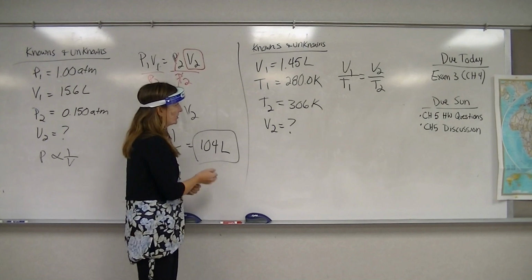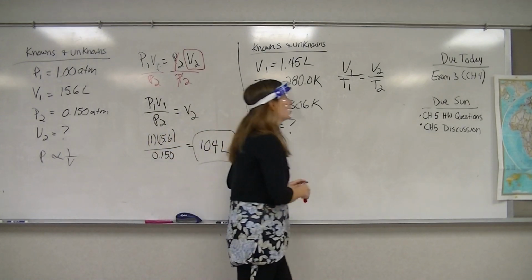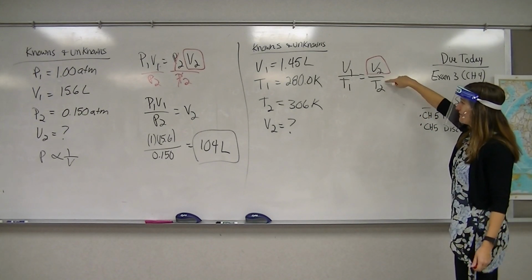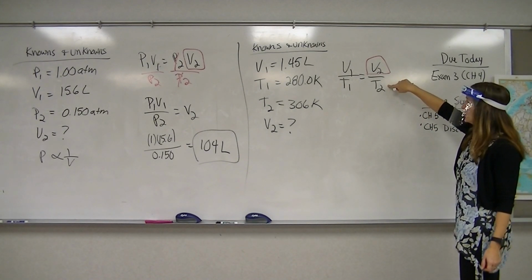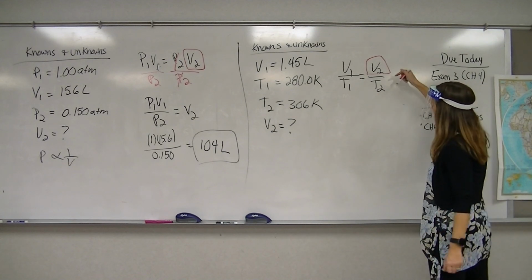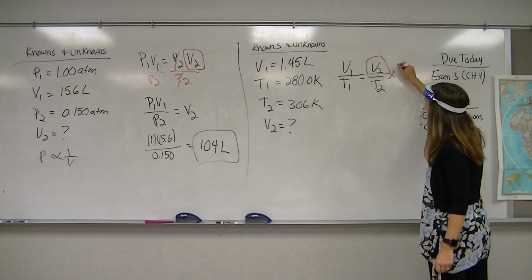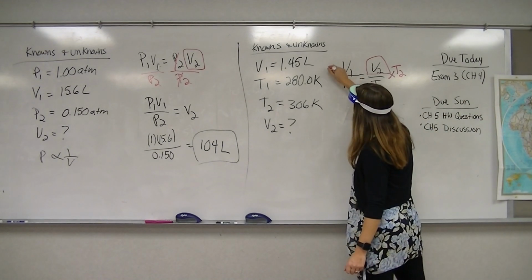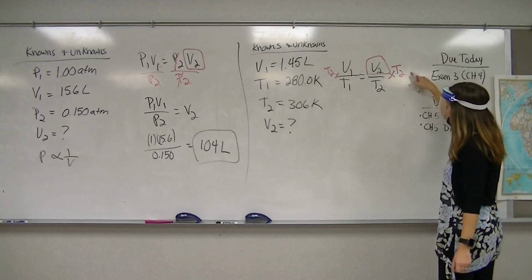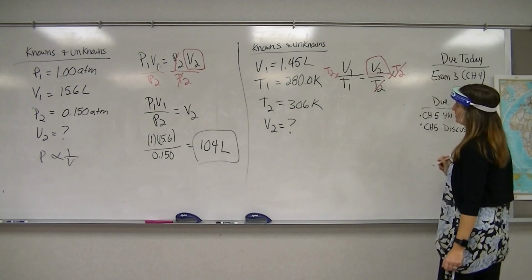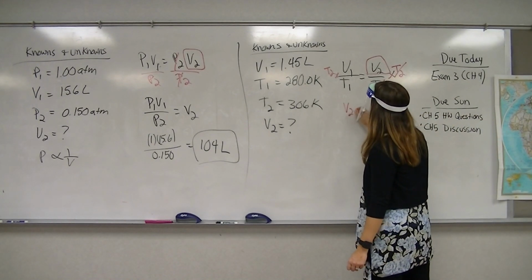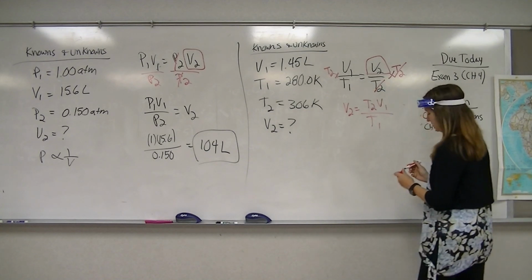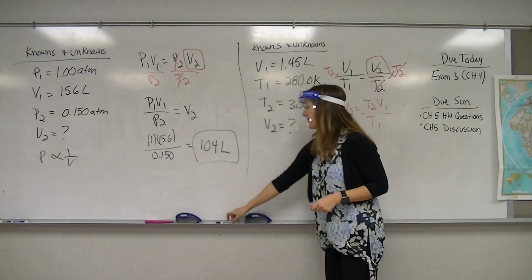So now I'm going to rearrange the equation to solve for volume. This time I'm dividing by my temperature. To get rid of it, I'm going to do the opposite of division, which is multiplication. So I'm going to multiply by T2. Whatever I do to one side, I have to do to the other. So over here, T2 is going to cancel. I get T2 V1 over T1. There's my new equation. Now I plug in.